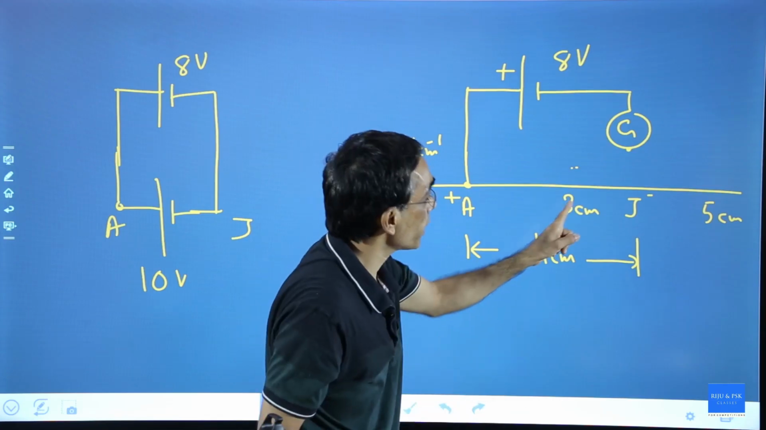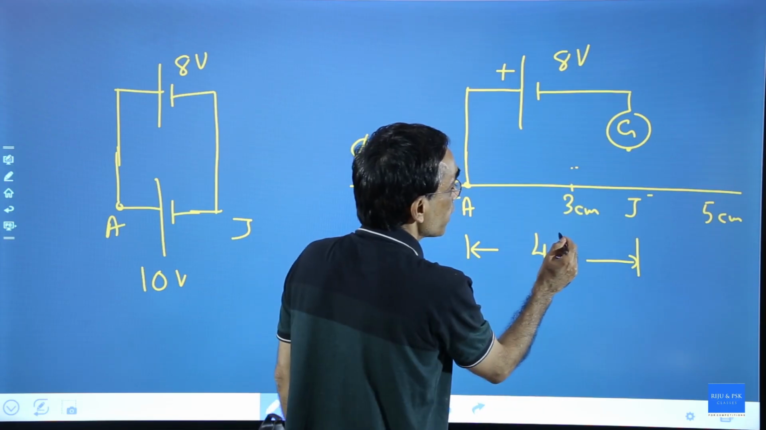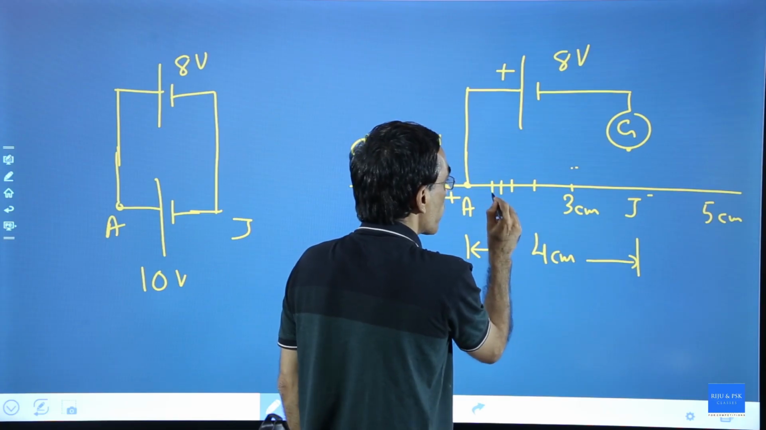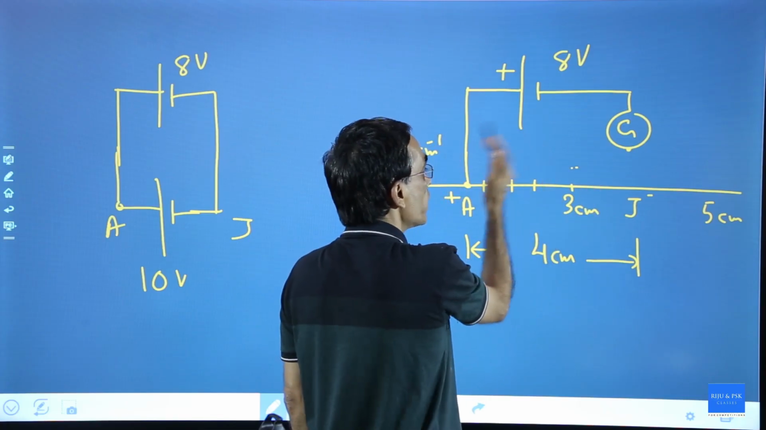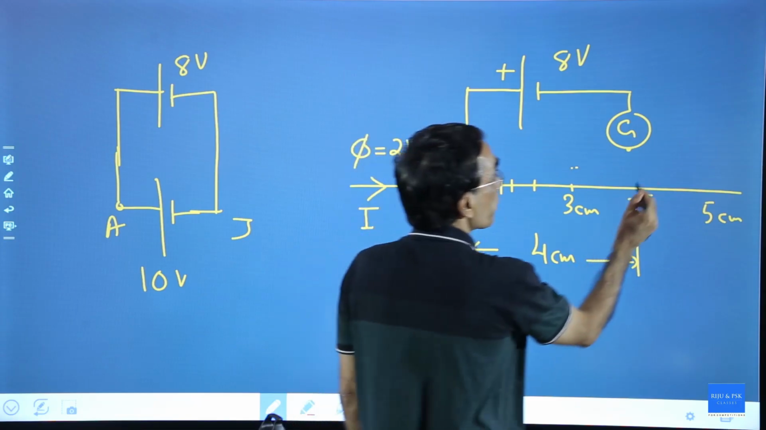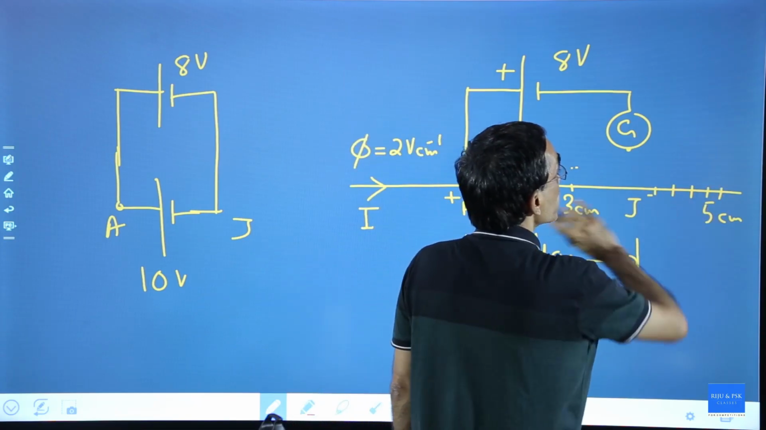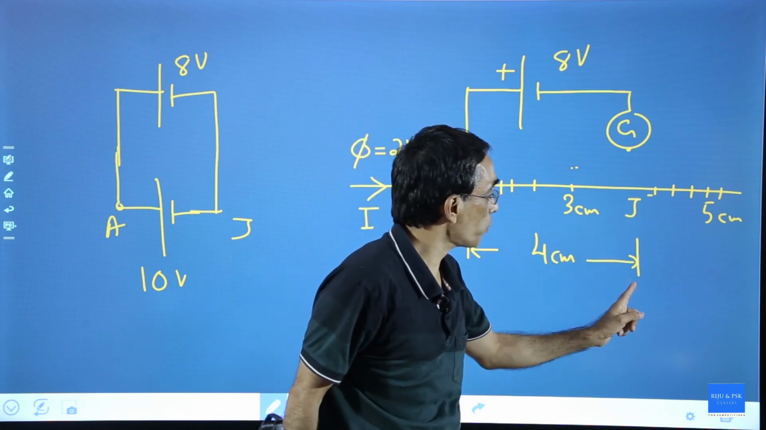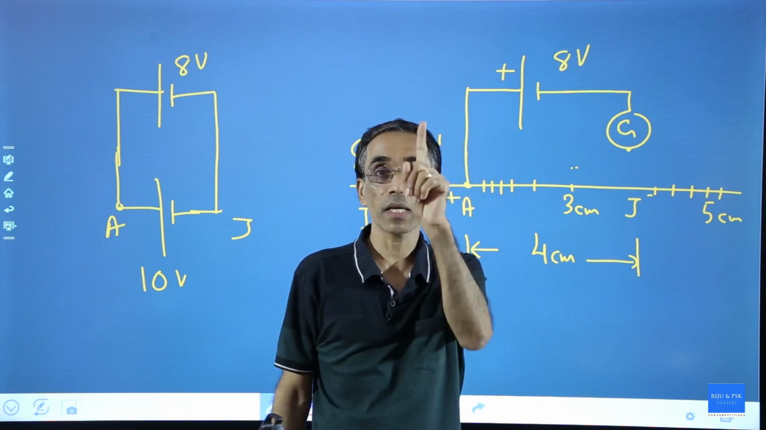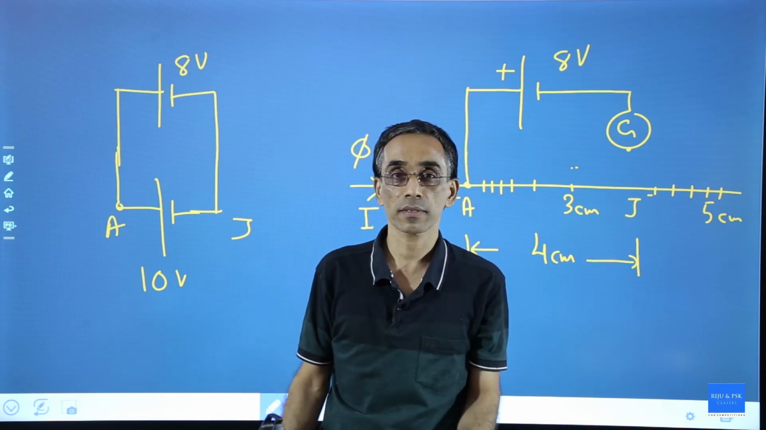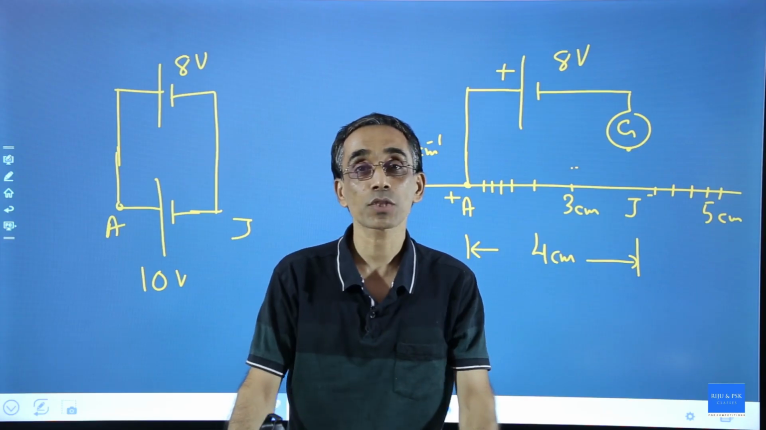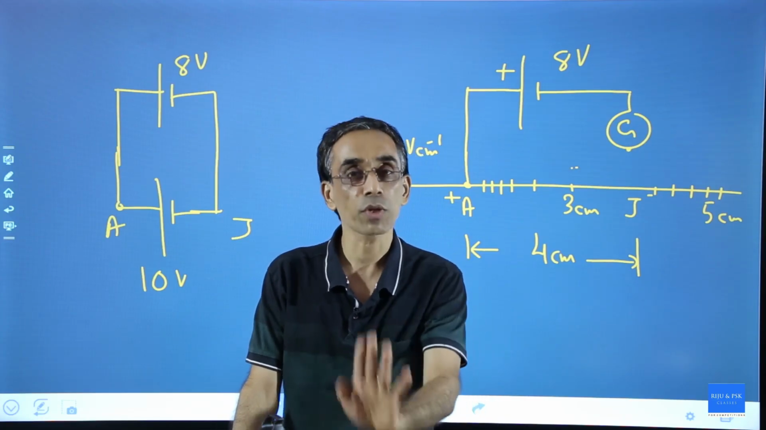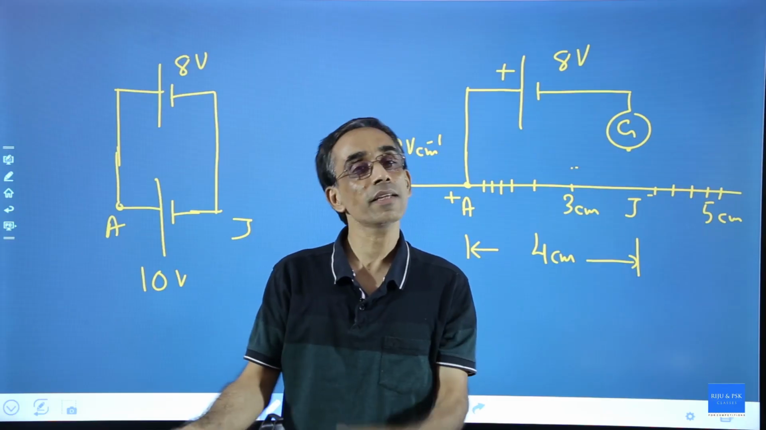I am asking you again, if I move it at 3, then 2, closer to this point, what will happen? The deflection on one side will increase. And if I keep on moving to that side, what will happen? The deflection on the other side will increase. But at this point of 4 centimeter, the deflection will be 0, it will stay at the center. This is the heart and soul of potentiometer. This is what you need to study. Rest is easy.